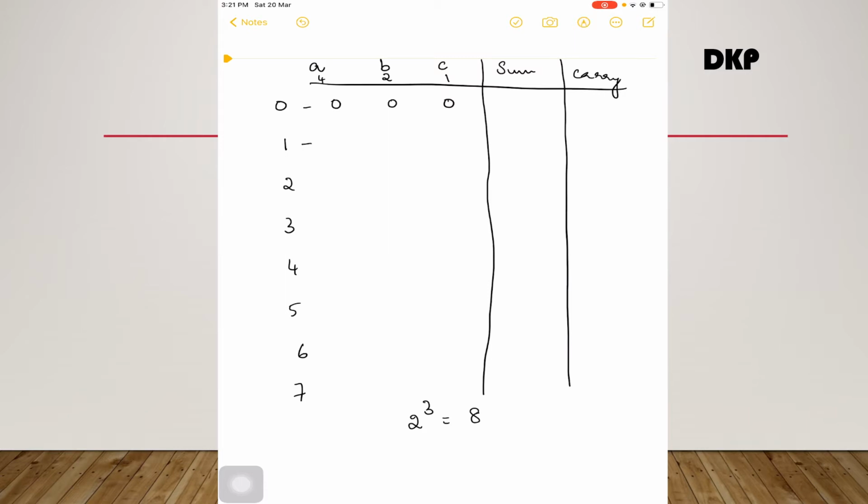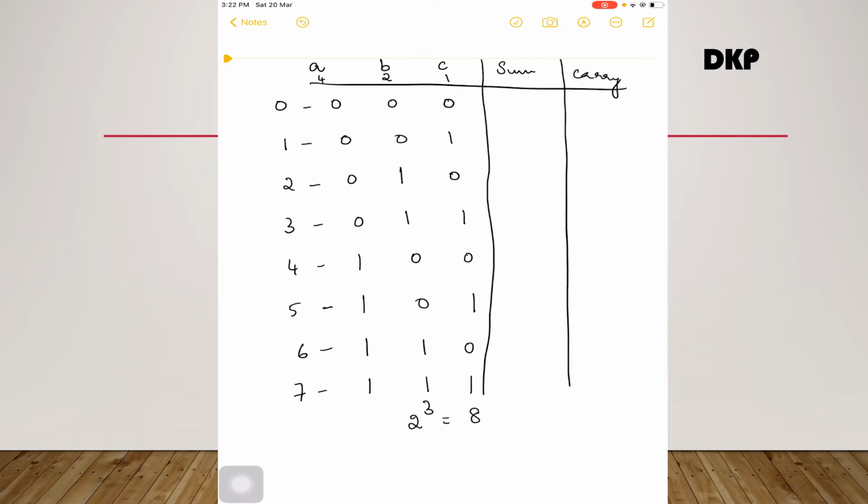For 1, the binary is 0, 0, 1. Binary of 2 is 0, 1, 0. Binary of 3 is 2 plus 1, 3. Remaining bit is 0. Binary of 4 is 1, 0, 0. Binary of 5 is 4 plus 1, 5. The remaining bit is 0. And binary of 6 is 4 plus 2, 6. The remaining bit is 0. And binary of 7 is 4 plus 2 plus 1, 7.